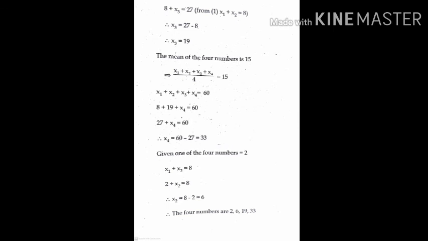Given one of the 4 numbers is 2. From equation 1, x1 plus x2 is equal to 8, and substituting x1 as 2, that is 2 plus x2 is equal to 8. Therefore, x2 is equal to 8. The plus 2 moves to the right side, it becomes minus 2. 8 minus 2 value is 6. Therefore, the 4 numbers are 2, 6, 19 and 33.